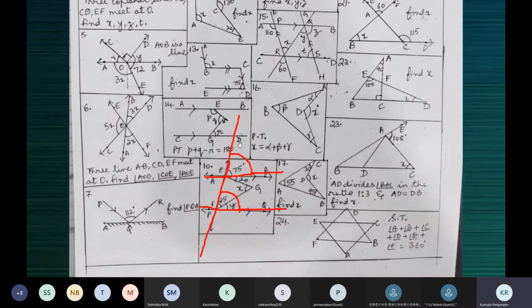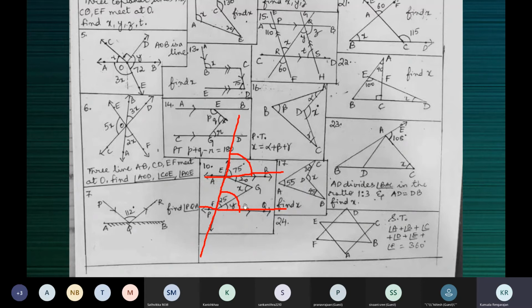So see here, parallel lines, transversal. These are corresponding angles. So 25 plus y is equal to 75. The corresponding angles are equal. 25 plus y is equal to 75. This is 75. And this angle is 25 plus y. Ignore the other lines that are coming in between. Just see the two lines and the transversal.